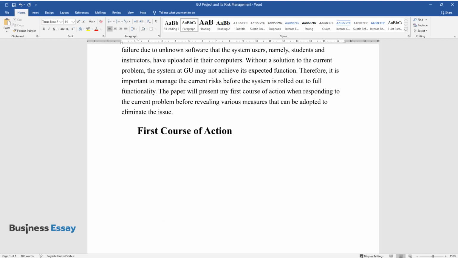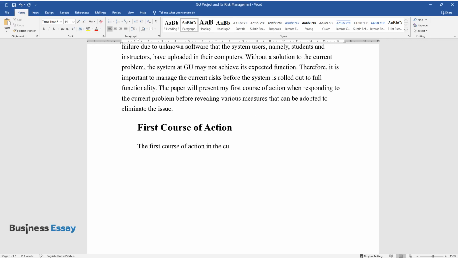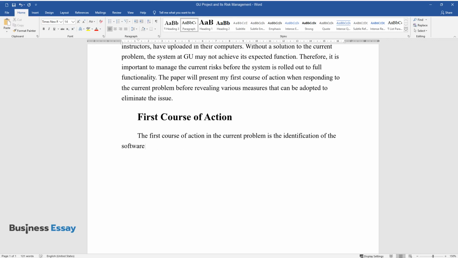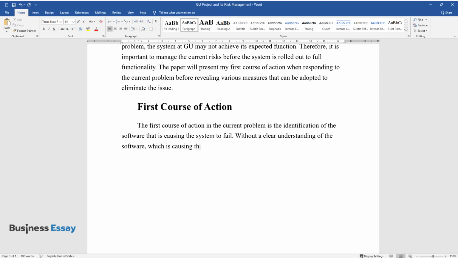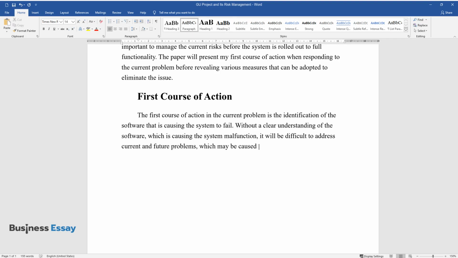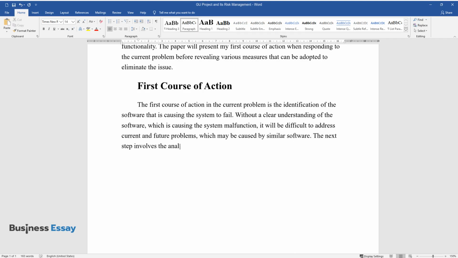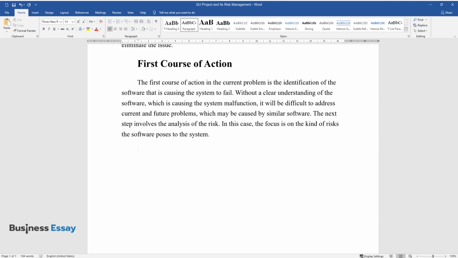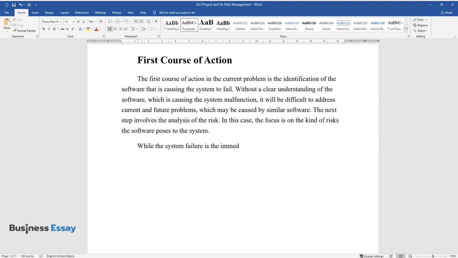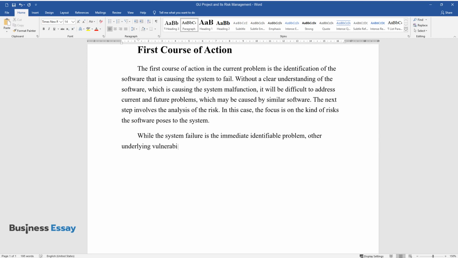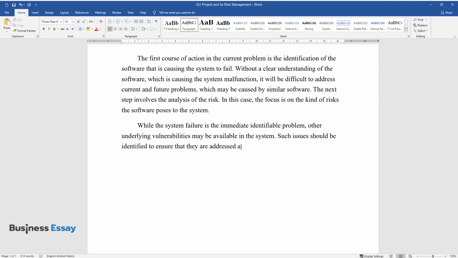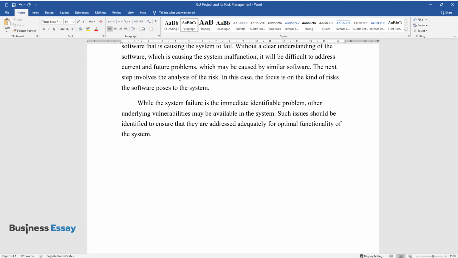First course of action. The first course of action in the current problem is the identification of the software that is causing the system to fail. Without a clear understanding of the software, which is causing the system malfunction, it will be difficult to address current and future problems, which may be caused by similar software. The next step involves the analysis of the risk. In this case, the focus is on the kind of risks the software poses to the system. While the system failure is the immediate identifiable problem, other underlying vulnerabilities may be available in the system. Such issues should be identified to ensure that they are addressed adequately for optimal functionality of the system.